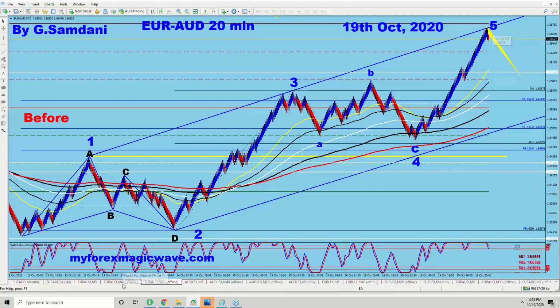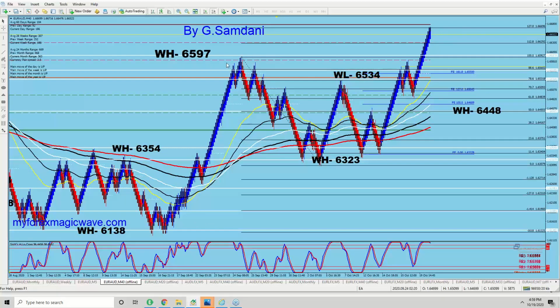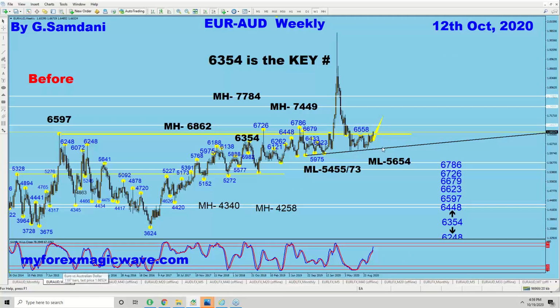Now, if you look at the 40-minute chart, wave 5 is also, if you pull the fib from top to bottom, the extended level 127 is already touched, right? So that is another good confluence point that the extension is finished, and from there on we're supposed to drop, right? And this is what the weekly EUR-AUD is doing, right?